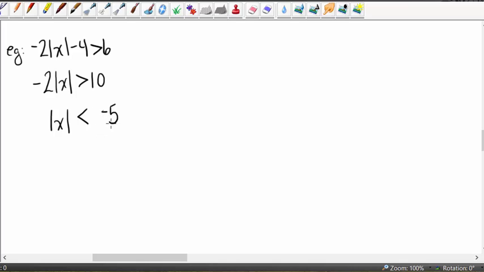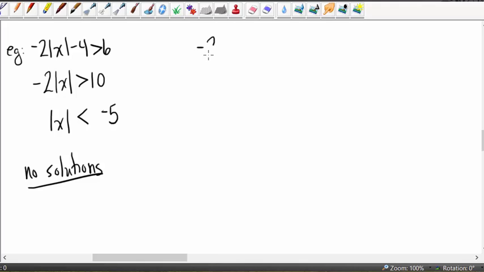But if the absolute value of x is less than negative 5, now we're in the situation where an absolute value is smaller than a negative, which would mean that the absolute value itself is negative, which means that this inequality has no solutions.